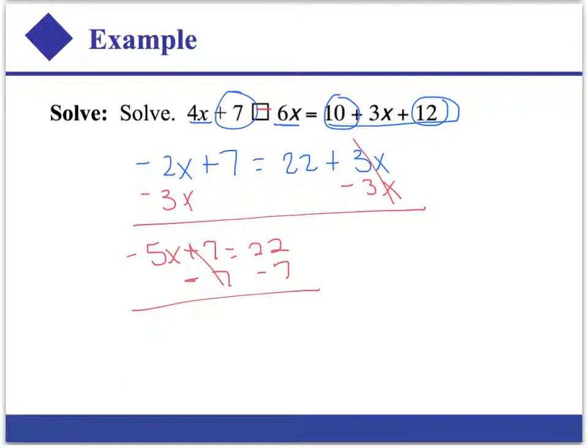So when we do, we wind up with negative 5x on the left-hand side still, and then 22 minus 7 is going to give us 15. Divide both sides by negative 5, so x now equals negative 3. And you can plug that back in to see if it works. I don't have room, but I want you to go back and try it and make sure that we are correct. So x is negative 3. Let me write the final answer here so you can see a little bit better.